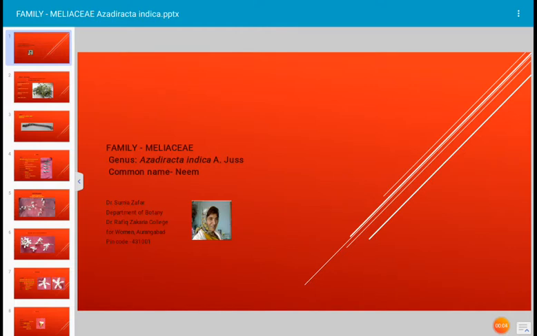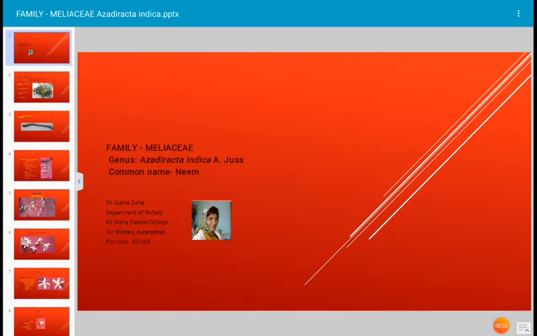Today's discussion is on a description of a specific plant. Its name is Azadirachta indica. Family of this plant is Meliaceae. Its common name is neem. It is a very large tree. It is very common in tropical and subtropical regions of the world.